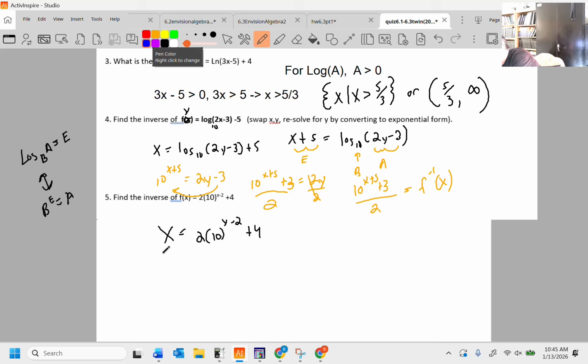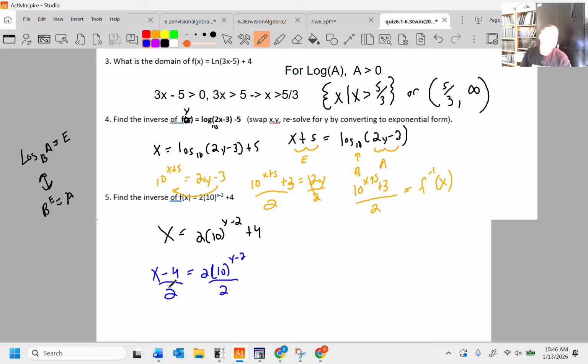All right, do your easy moves. You can subtract 4. And you can divide by 2. And we're trying to get it down to where the base is isolated. That's what you want to get down to, an isolated base. The 2's cancel. So x minus 4 over 2 is 10, and that 10 has an exponent of y minus 2.